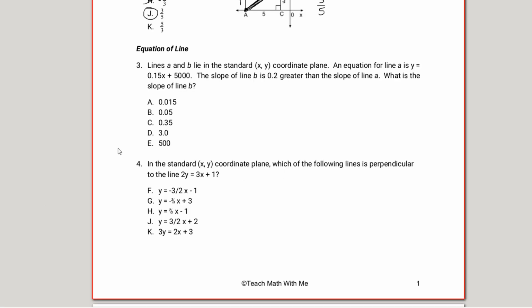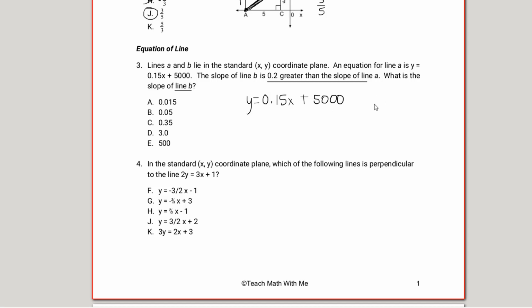Number 3 says lines A and B lie in the standard XY coordinate plane. An equation for line A is y equals 0.15x plus 5,000. The slope of line B is 0.2 greater than the slope of line A. What is the slope of line B? So they tell us what the relationship is here. And we know that line A is 0.15x plus 5,000.